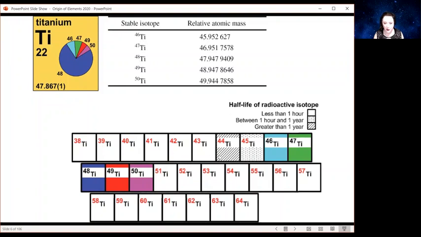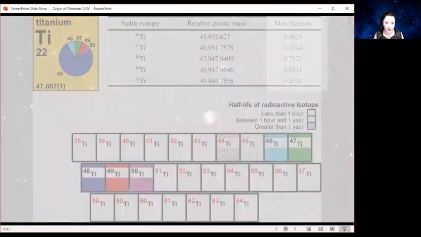Here you can see there's lots of other isotopes. These two are somewhat stable. That is to say, titanium 45 has a stability less than a year, but still more than an hour. And this one has a stability of more than a year. The others can exist, but they're not stable at all. And so this gives you the idea that there are lots of different elements, and they all come with different amounts of neutrons in them that gives us isotopes.